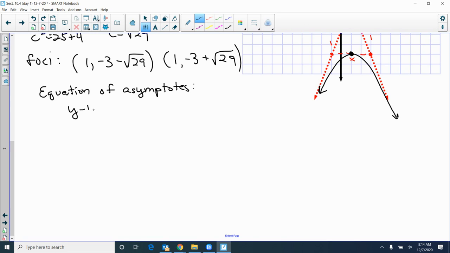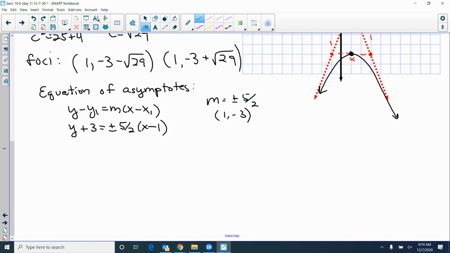And we get y minus y1 equals m times x minus x1. We know the slope is plus or minus 5 halves, and it goes through the point 1, -3. They both hit that point, the center. So now we just substitute in, and we make it y minus -3, which is y plus 3, equals plus or minus 5 halves, x minus 1. Done. That's all you need to have.